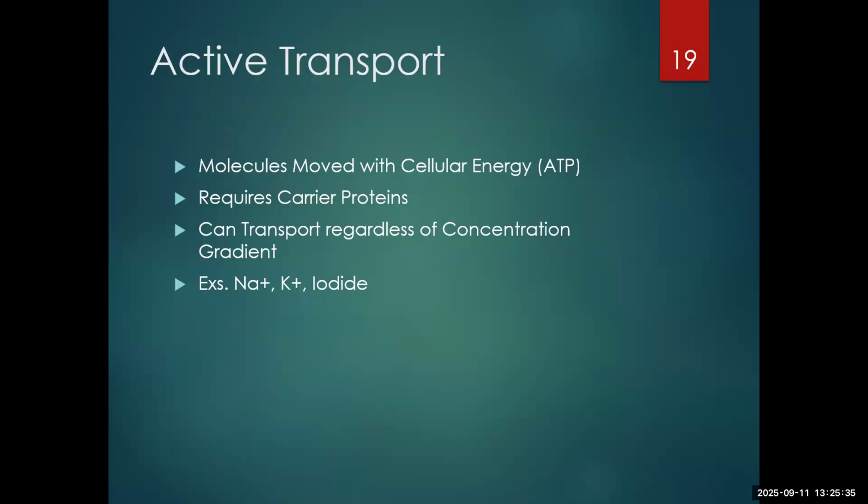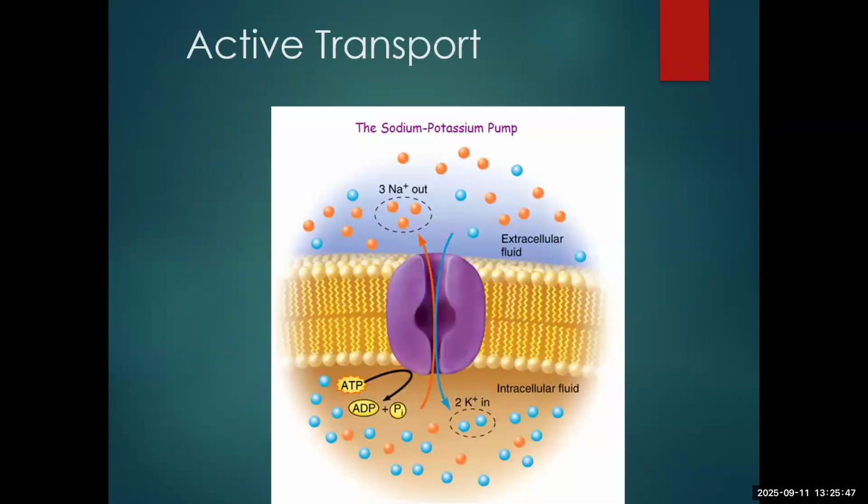So we had begun to talk about active transport processes, and active transport requires ATP. That's why it's called active. ATP is the energy that cells produce in the mitochondria. An example of active transport that we talked about very briefly was the sodium-potassium pump. Let's take a look at this in a little more detail.